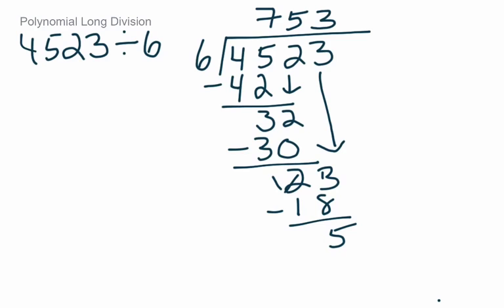Now there's 3 different options for what you can do with that 5 when you get to this point in the problem. One method, which is very common with students, is you just write remainder 5. You've got 5 left over. When we were doing imaginary numbers and dividing by 4, it was actually the remainder that we were looking for in the problem. So a popular thing to do is just say, okay, 6 goes into 4,523, 753 times with 5 left over.